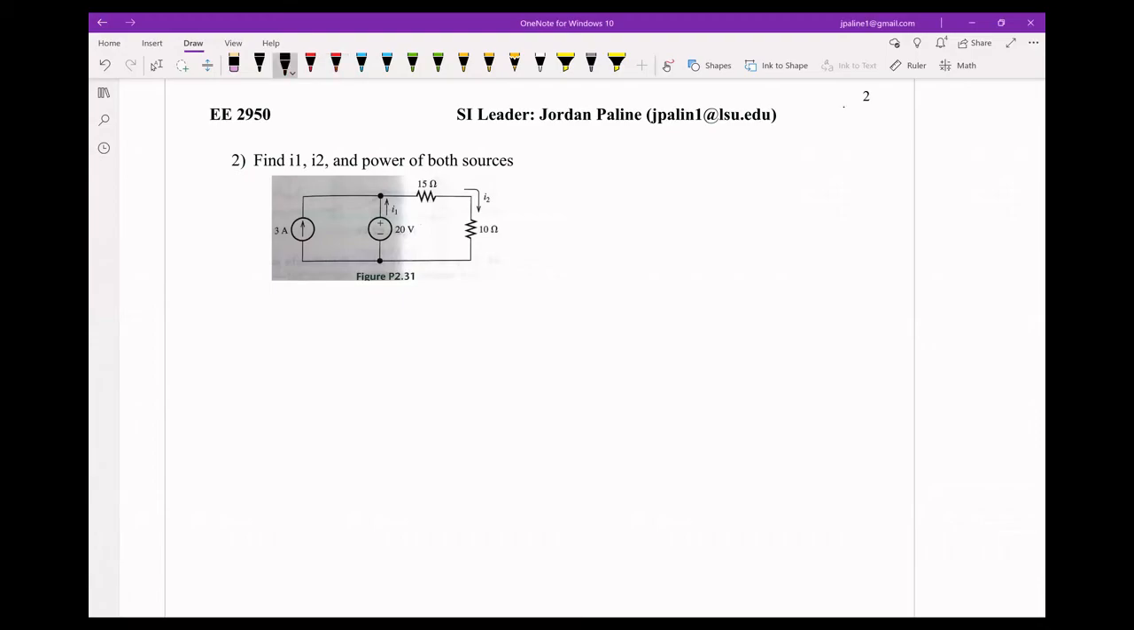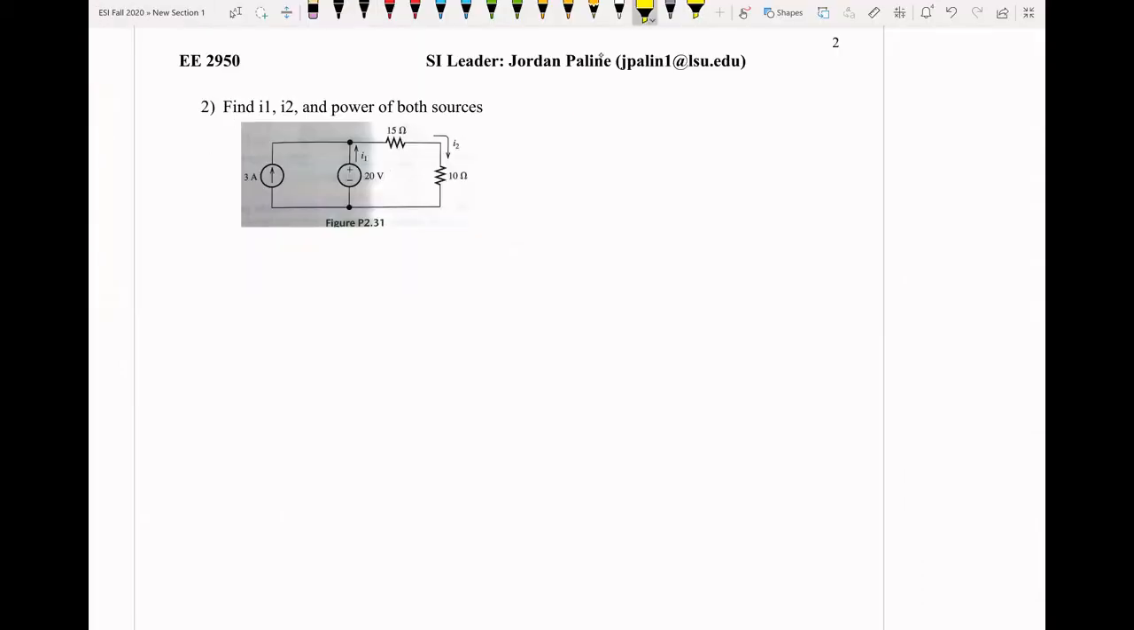Okay, let's go ahead and take a look at the next problem we have here. It's asking us to find the currents I1, I2, and the power for both of these sources. Taking a look at this problem, we can identify a couple of things: the sources and then the resistances. And if we notice, they all share a common node here.